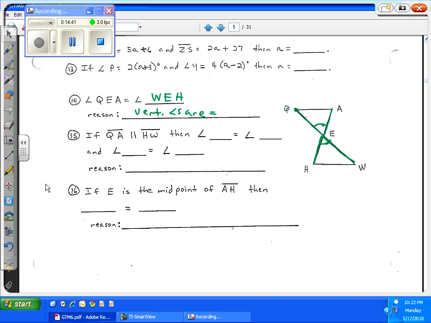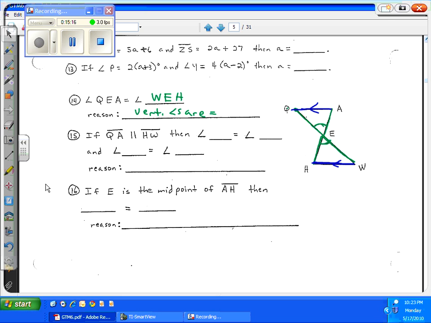It says if QA is parallel to WH. If two lines are parallel, then alternate interior angles are equal, and they make a Z. Corresponding angles are equal, and they make an F. Same side interior angles are supplementary, and they make a C. So those are the conclusions you're looking for.